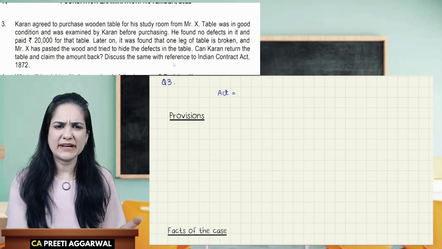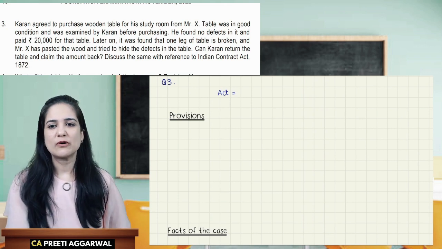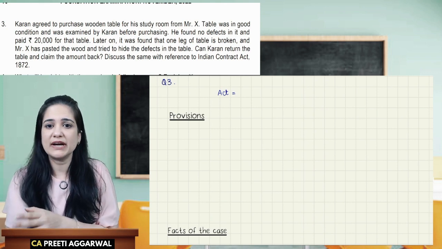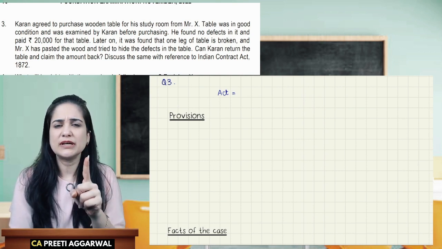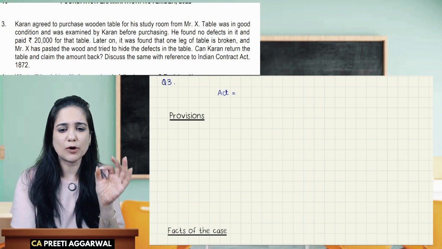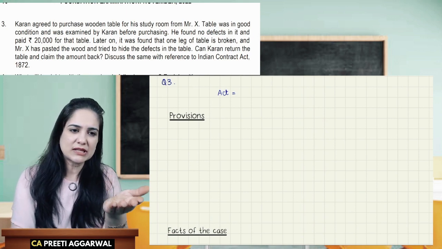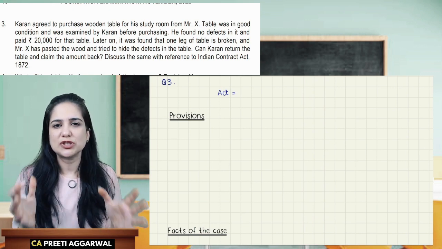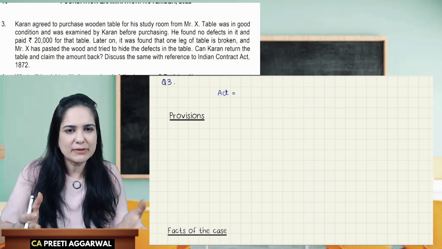Now let us continue with it. He did not find any defect. Maybe the defects were well hidden. Later on, it was found that one leg of the table was broken and Mr. X had pasted the wood and tried to hide the defect. Wait, if you have studied the theory properly, immediately it should click in your mind. This is nothing but active concealment of fact. The facts have been concealed in such a manner that the buyer will not come to know about it even after reasonable examination.